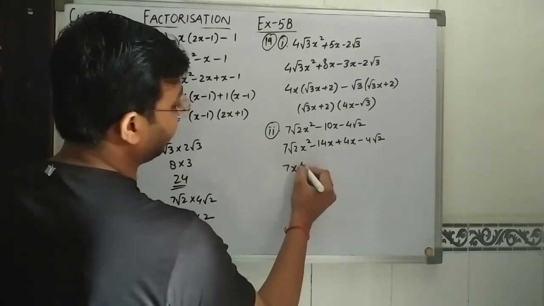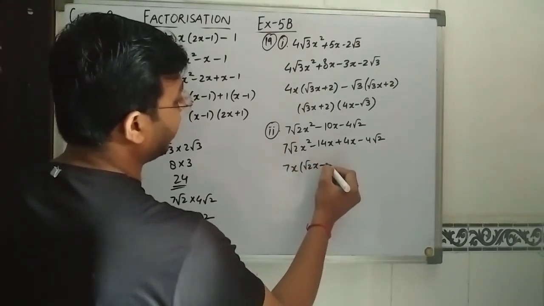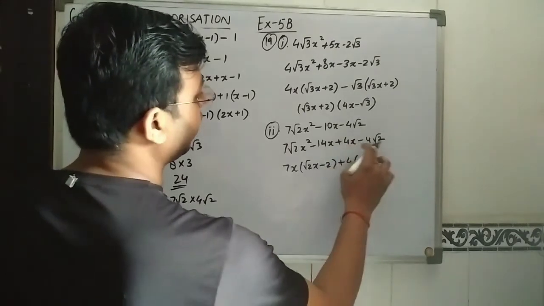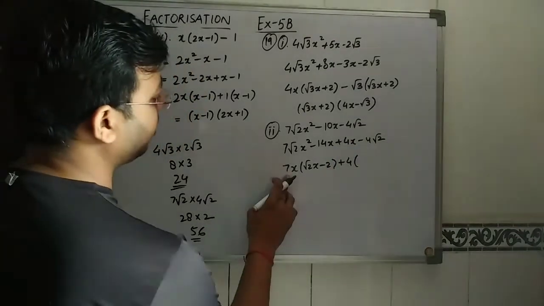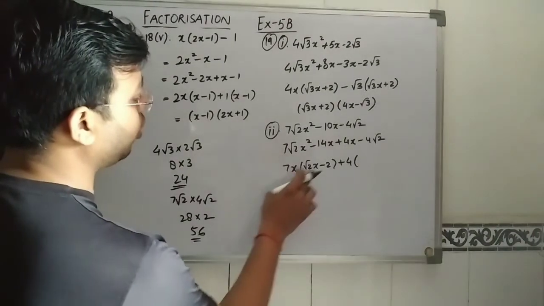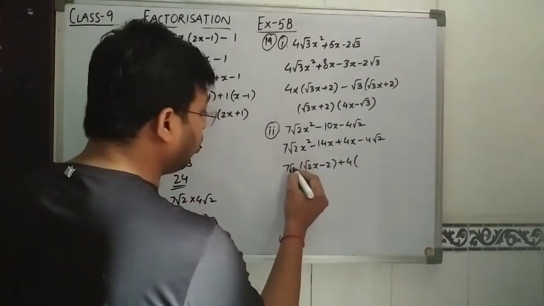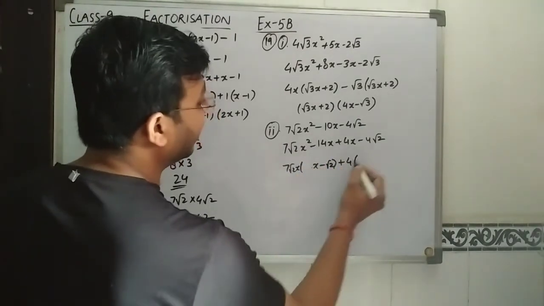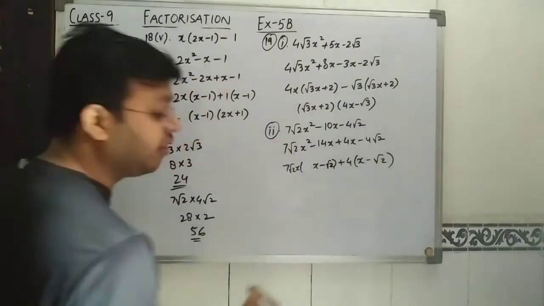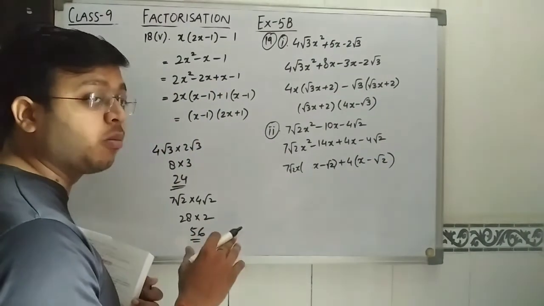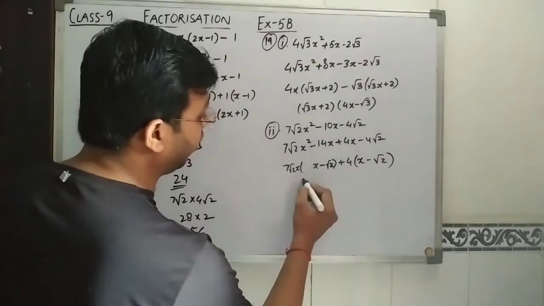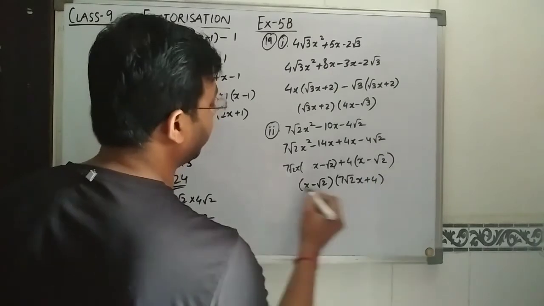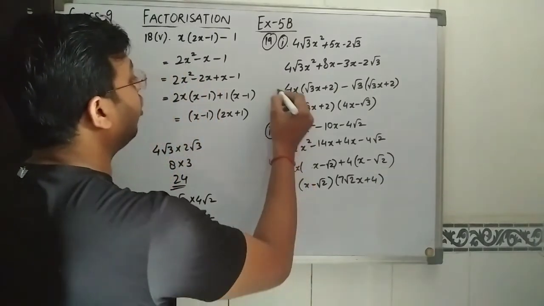In the first two terms 7x is common. So root 2x minus 2, plus 4 is common. Root 2 4x minus 4 root 2. Here we have taken 7x common. So root 2, yes. Here we can take 7 root 2 common. 7 root 2x. So the result will be x minus root 2 only. So here also the bracket will be same. Because along with taking common, we have to make sure that these two brackets will be same. So x minus root 2 in the first bracket and 7 root 2x plus 4 in the second bracket. So this will be the answer of this solution.